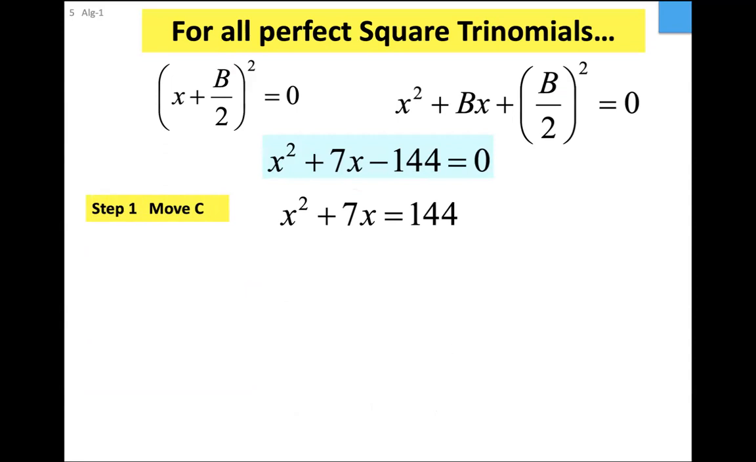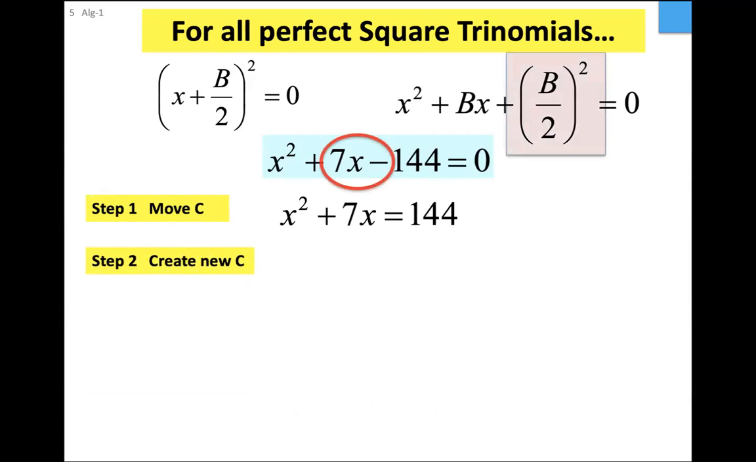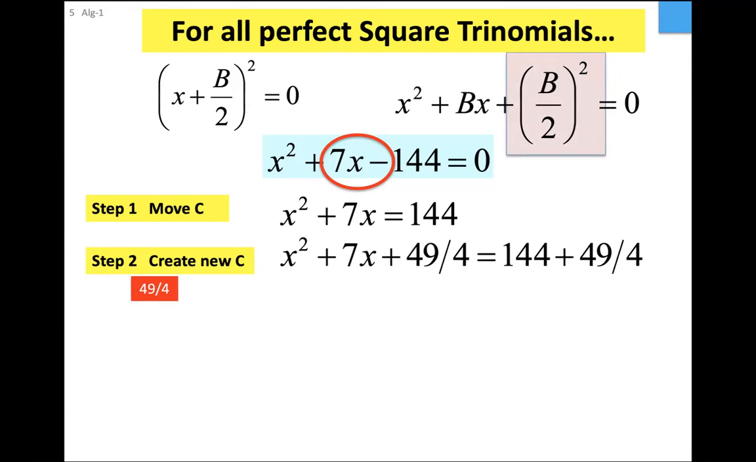We're going to get 7 over 2, and 7 over 2 squared is 49 over 4. 7 divided by 2 is 7 over 2. Square 7, 49. Square 2, 4. So the new C is 49/4, which we need to add to both sides. On the left side, well, we're going to factor. On the right side, I got to get a common denominator. The common denominator is 4. So multiply 144 times 4, add that to 49, and we get 625 over 4.